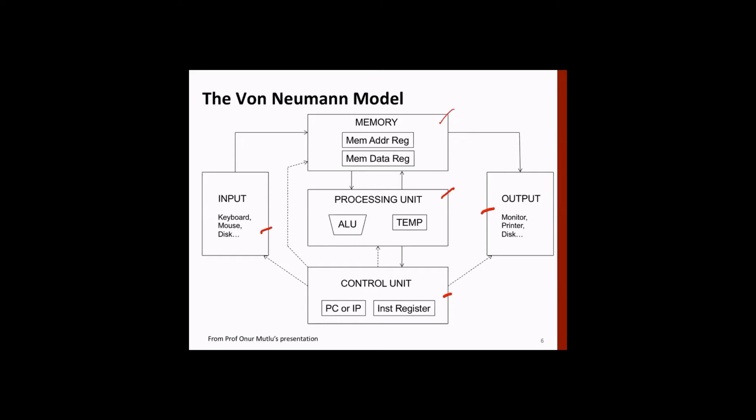Okay. Similarly, we have output unit, where we use a monitor, and the printer, disk, hard disk, or whatever, right? There are hundreds of peripherals today. All right, so what we have completed is memory, input, output, and then fourth is processing unit.